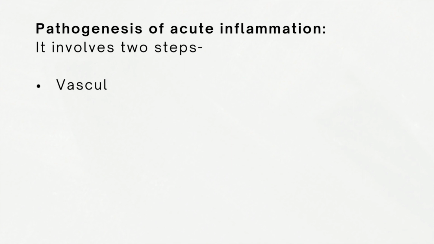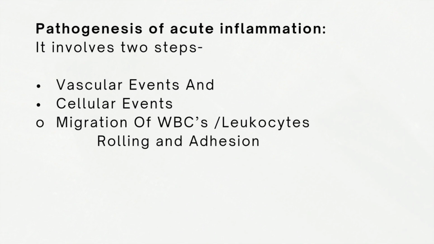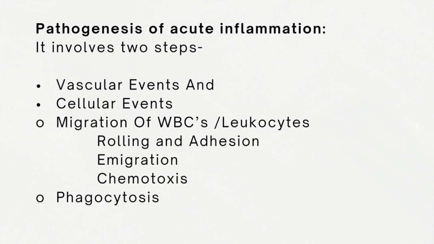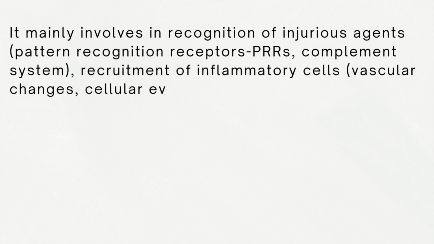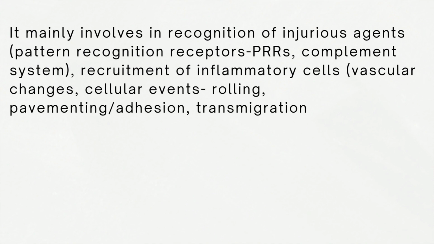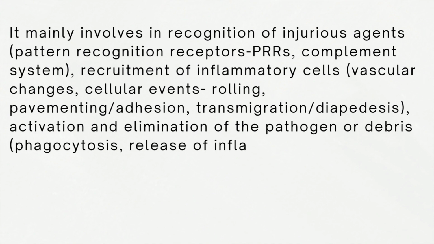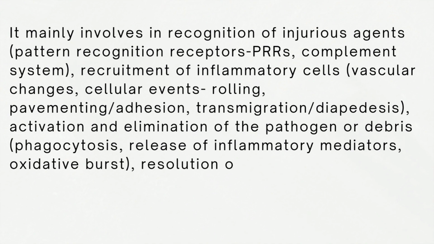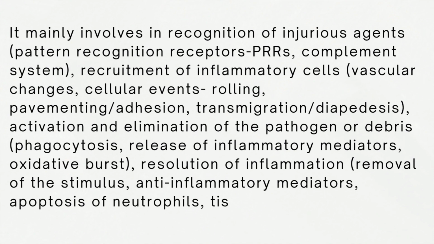It involves two steps: vascular events and cellular events. Cellular events include migration of WBCs, leukocytes, rolling and adhesion, emigration, chemotaxis, phagocytosis. It mainly involves recognition of injurious agents, pattern recognition receptors (PRRs), the complement system, recruitment of inflammatory cells, vascular changes, and cellular events: rolling, pavementing, adhesion, transmigration, diapedesis, activation and elimination of the pathogen or debris, phagocytosis, release of inflammatory mediators, oxidative burst, resolution of inflammation, removal of the stimulus, anti-inflammatory mediators, apoptosis of neutrophils, tissue repair.